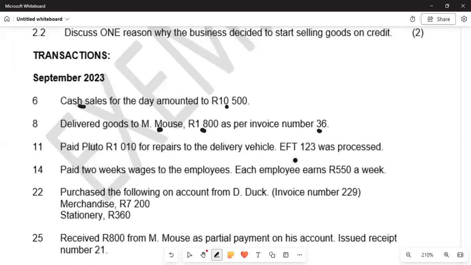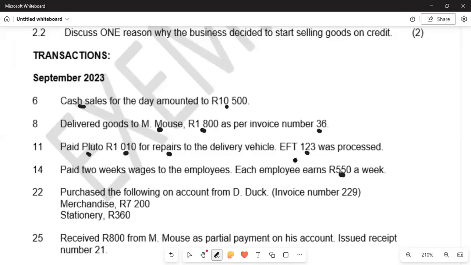That is that. On the 11th, paid Pluto 1,110 for repairs to the delivery vehicle, EFT 23 was processed. Electronic funds transfer was processed. This one goes under the cash payments journal. It's the business which paid the people who repaired it, 1,010. Paid 2 weeks' wages to employees. Each employee earns 550 a week. Even this one goes straight to the cash payments journal because we paid our employees.